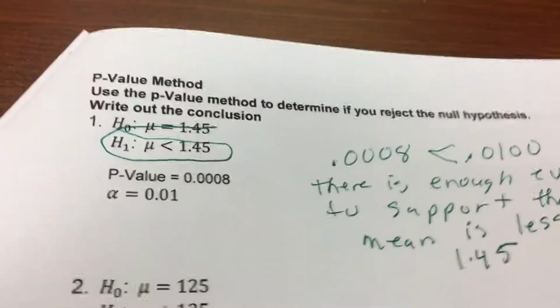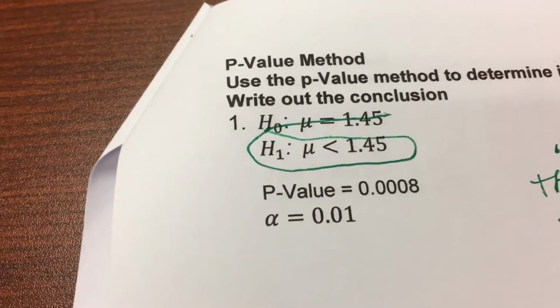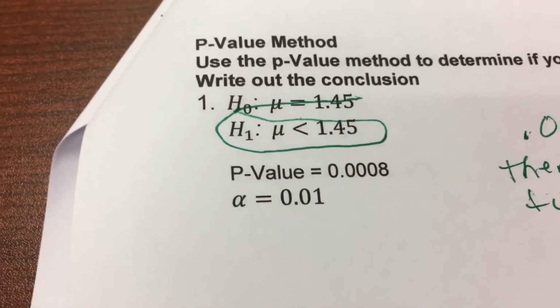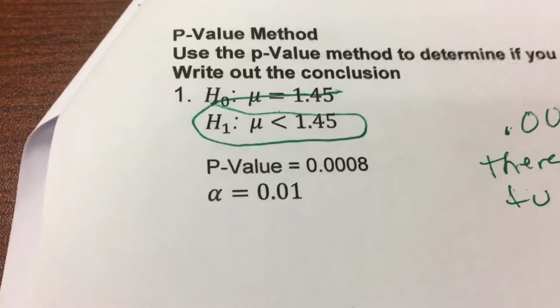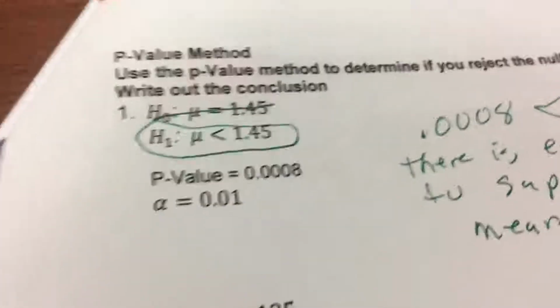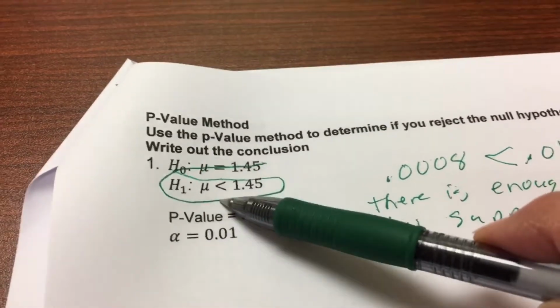Okay, so notice when you're doing these, if you accept the null, then you would say there is not enough evidence to support that the mean is whatever. But in this case, there was enough evidence. If I had accepted the null and crossed this out, we would have said there's not enough evidence. So you're going to do that for all these right here. There's 4 of them.